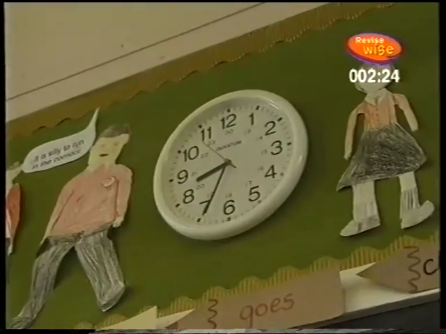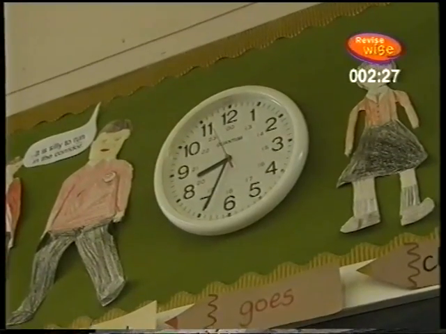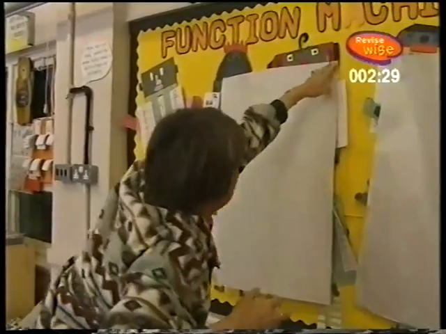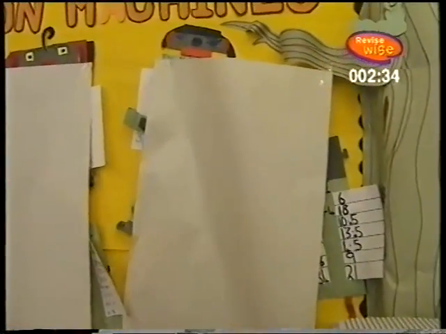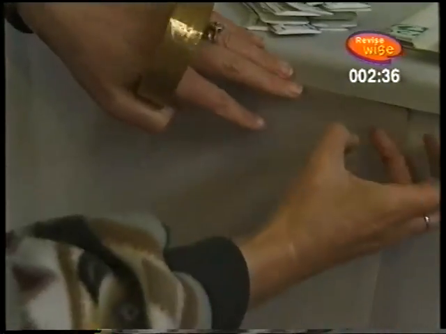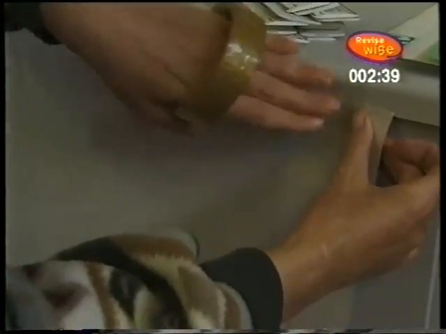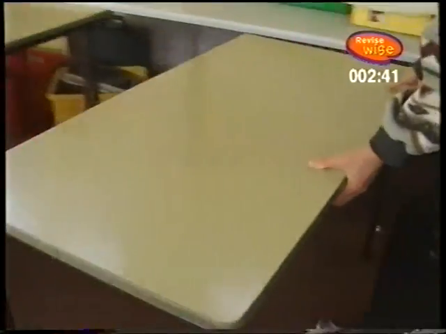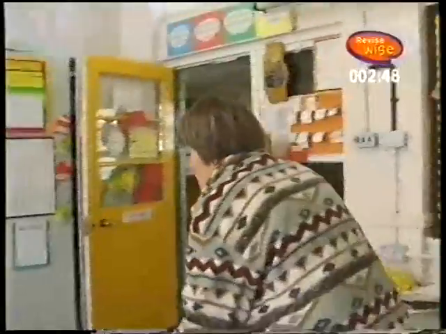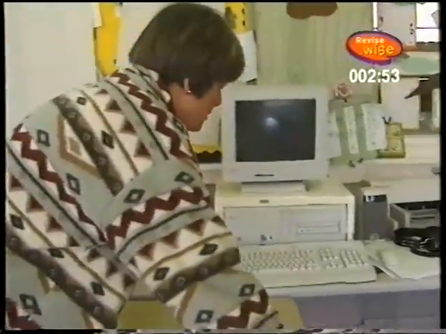But what exactly happens on the day of the maths test? Preparations for the test start well before the pupils arrive. The teacher has to cover any maths displays on the classroom wall. Next, the tables and chairs are moved so pupils can't see each other's work. Then she lays out all the maths equipment needed for the test.